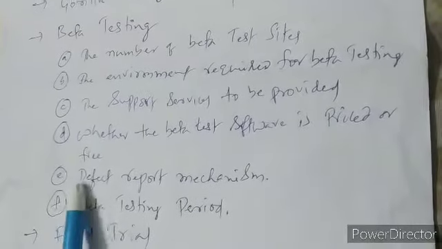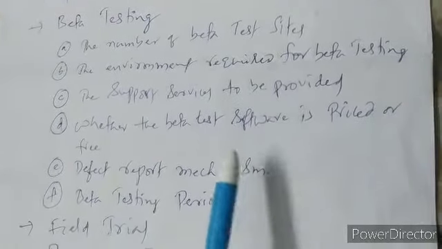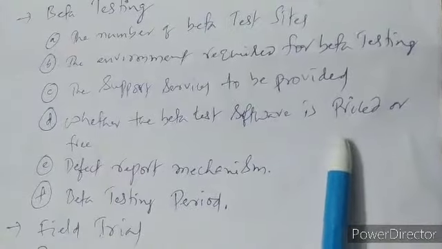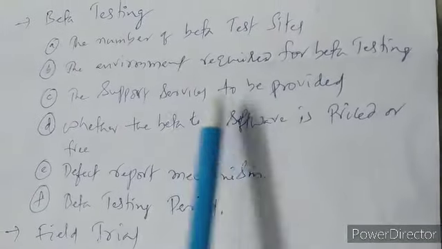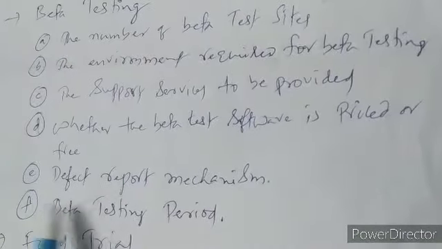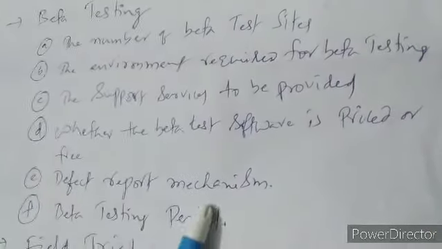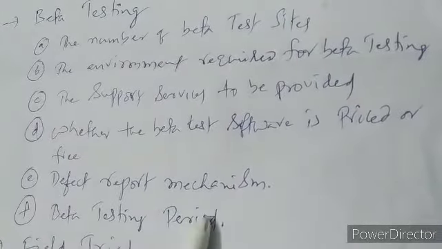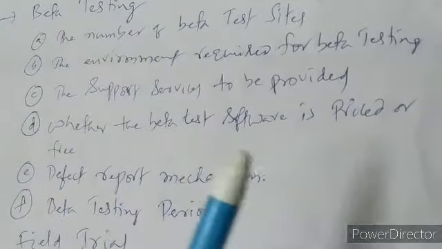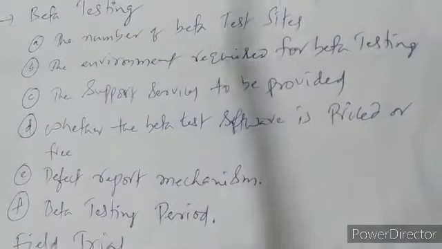Now coming to the defect report mechanism. Are we using the defect report mechanism properly or not? And finally, the beta testing period. What time period are we using? It could be 1 day or 2 days, or it may take 1 week. Now this is about beta testing.